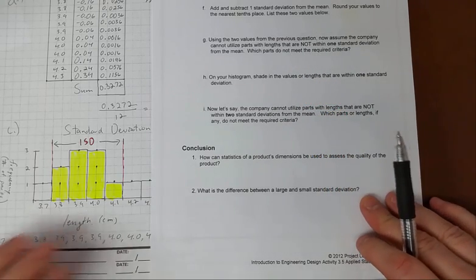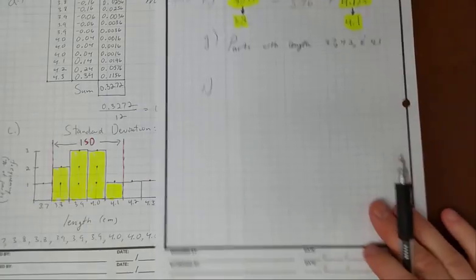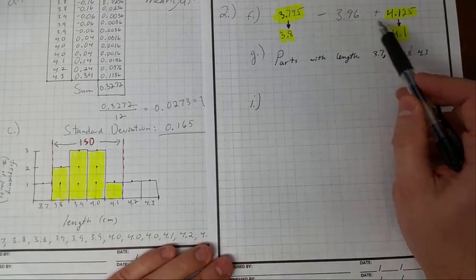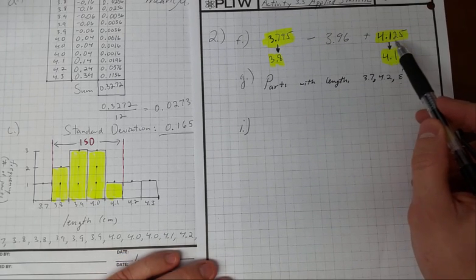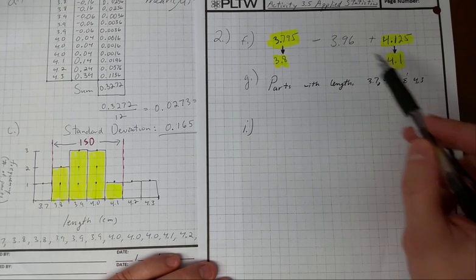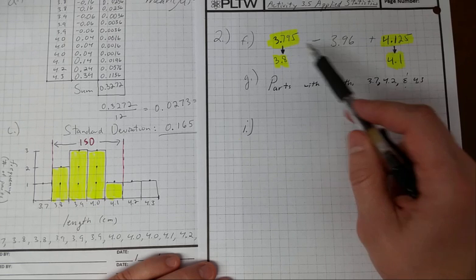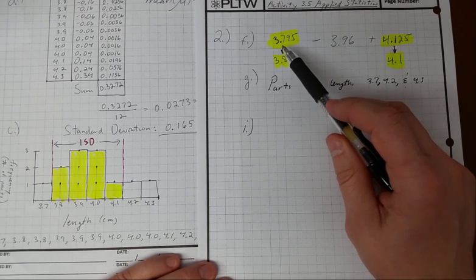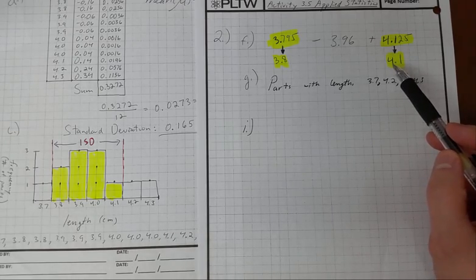Basically, take your mean and add your standard deviation to it. When I did it, I took my mean and added my standard deviation to it, rounded it to the tenths place, and here's what I got. Same thing over here: I subtracted it from my mean, and then rounded this to the tenths place. So I got 3.8 and 4.1.